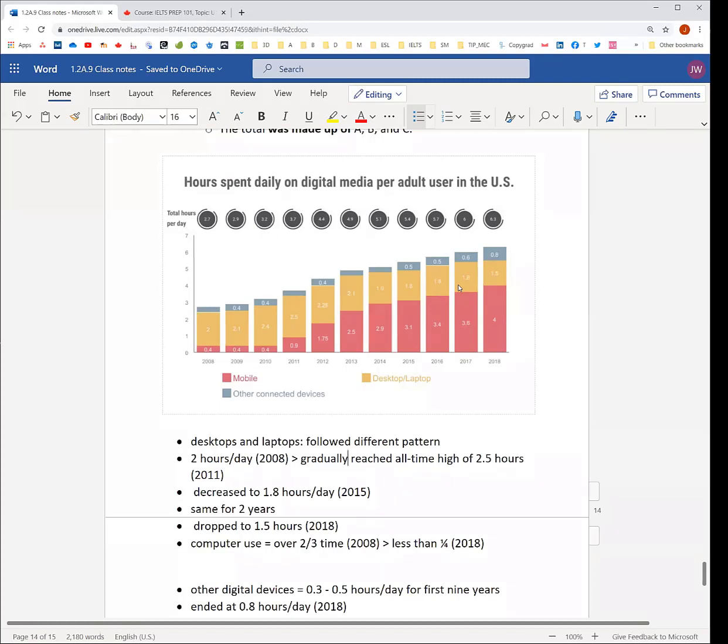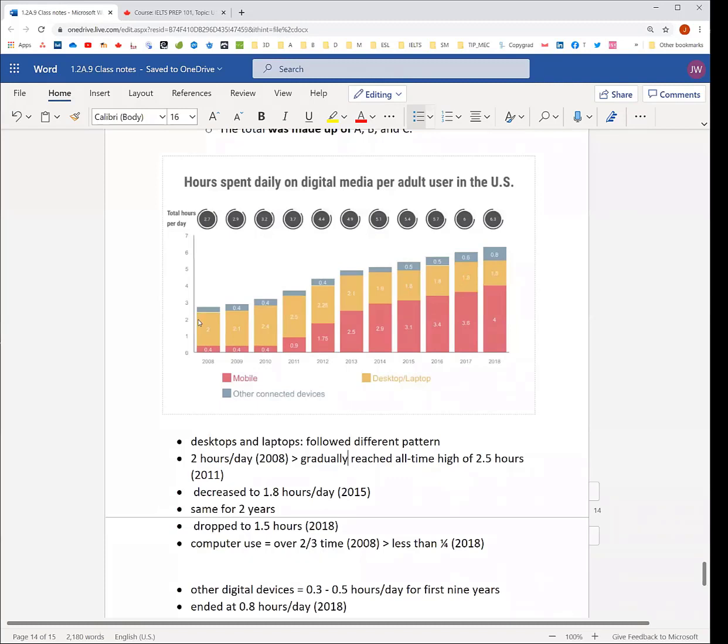Computer use. This is the analysis one, the meaningful comparison. So computer users made up over 2/3 of time in 2018 and less than 1/4 in 2008. Okay, we can change that a bit.